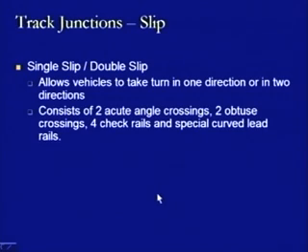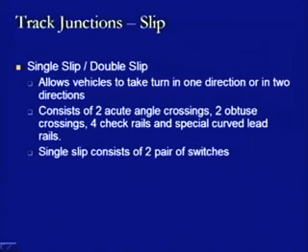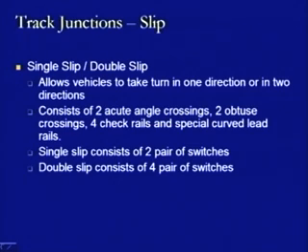And it consists of two acute angle crossings, two obtuse crossings, 4 jack rails and special curved lead rails. As we will be looking at the diagram, we will see that two acute angle crossings are there, two obtuse angle crossings are there, as it was there in the case of the diamond crossing, and here we have 4 jack rails, that is 2 pairs of the jack rails and the special curved lead rail. Single slip consists of two pair of switches, whereas the double slip consists of four pair of switches.